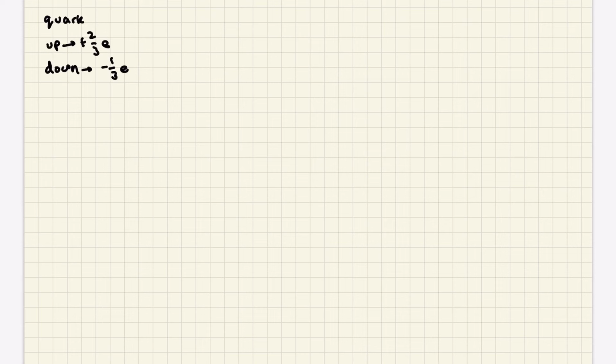Now, how do you make a proton? You're going to have 2 up quarks and 1 down quark. And so when you have 2 up quarks, that's 4/3 E, and then 1 down makes it negative 1/3. So 4/3 minus 1/3 is 1. And so that's a proton. Neutron, you want 0, and so you have 1 up quark and 2 down quarks to cancel it out.